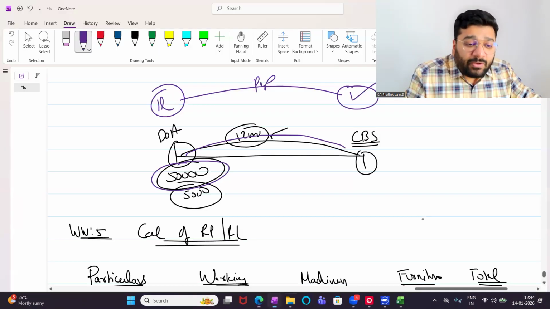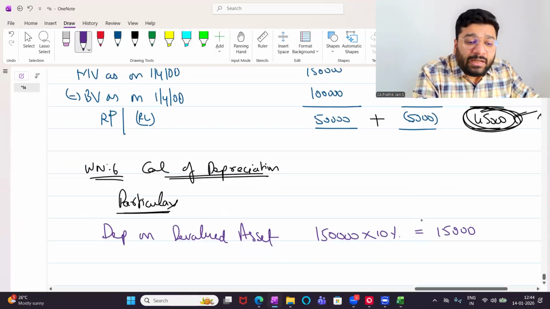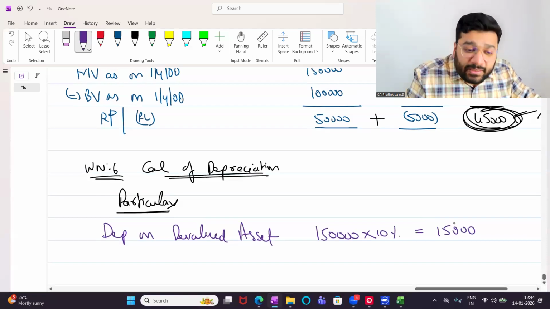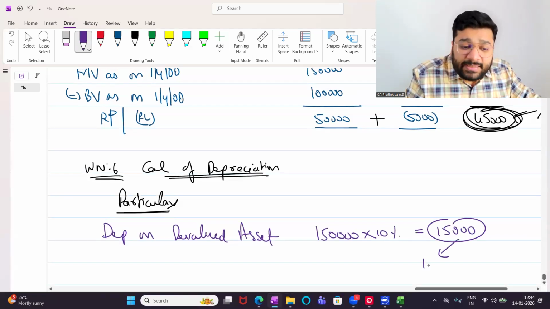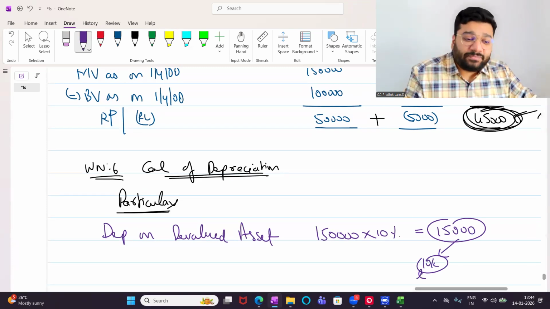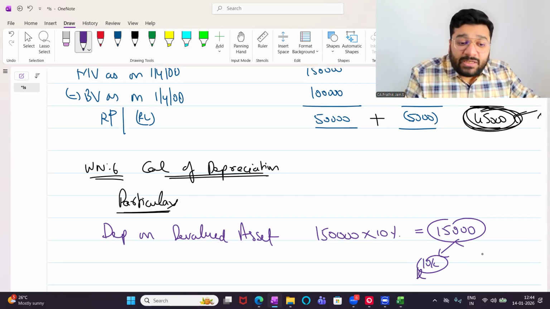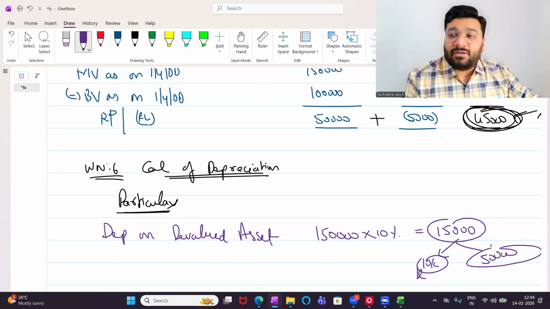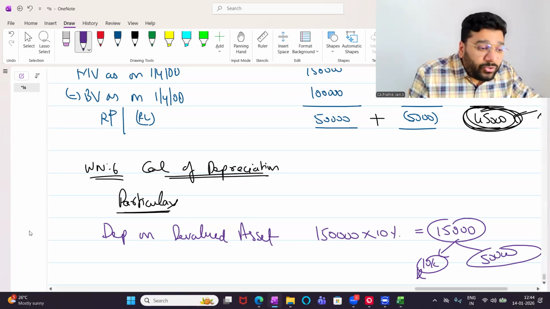So if I put the entire 15,000 again in AOP, don't you think it will be charged double? So in this 15,000 rupees, the 10,000 depreciation on 1 lakh is already charged. I have to now charge the depreciation for the remaining 50,000 at 10%, which is 5,000. Got it? Not got it? So what am I supposed to do next?